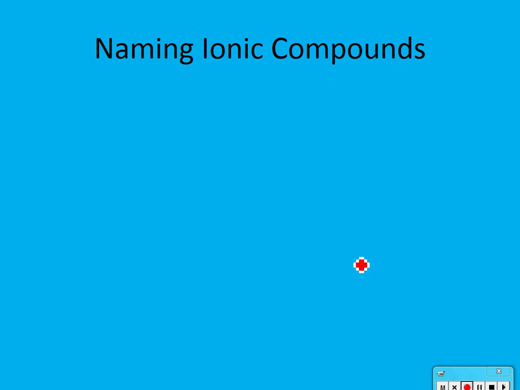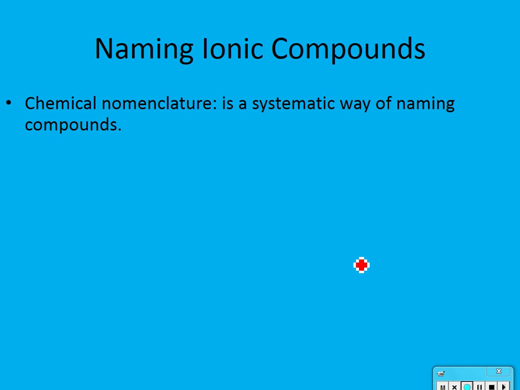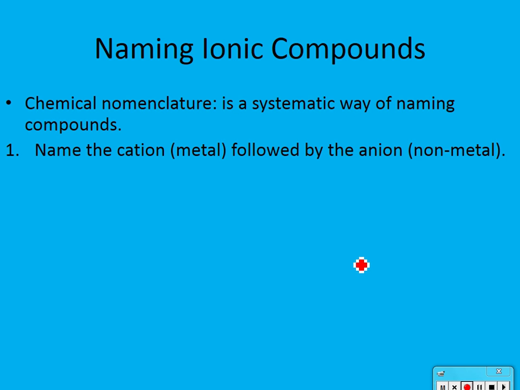Now let's review. This was maybe one of the more difficult concepts in first-year chemistry, naming ionic compounds. Chemical nomenclature. This is a systematic way of naming compounds. So chemists like to have a systematic way so that everyone does it the same. Let's go through the rules to naming them. Okay, number 1, you name the cation, which is the metal, first. And you just name it its regular name, followed by the anion. So you name the metal, then the anion.